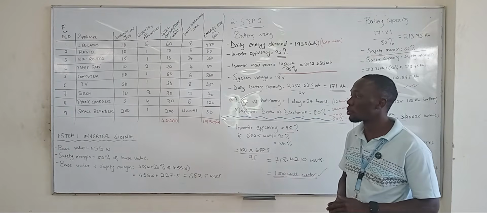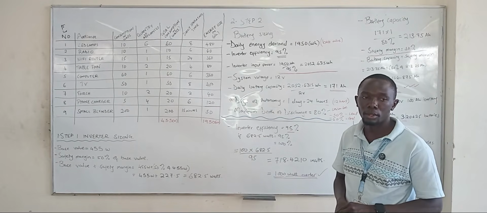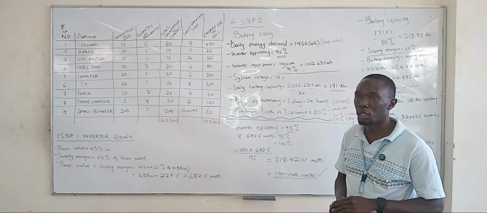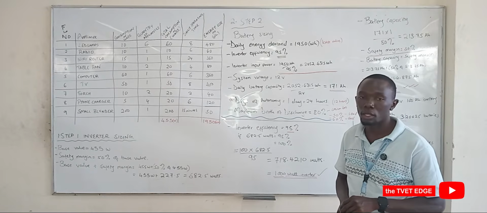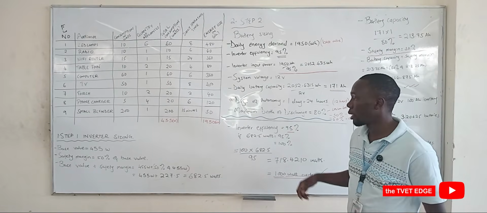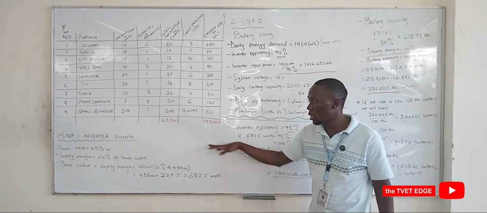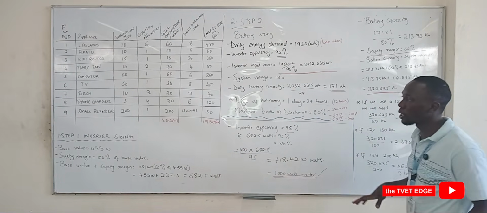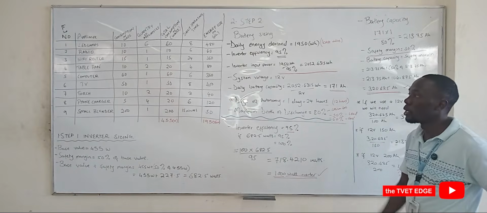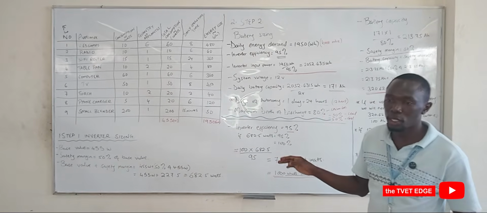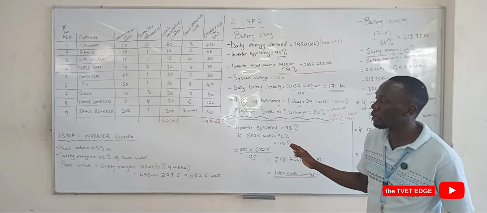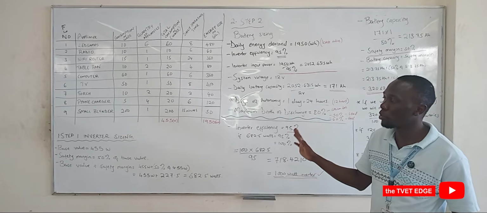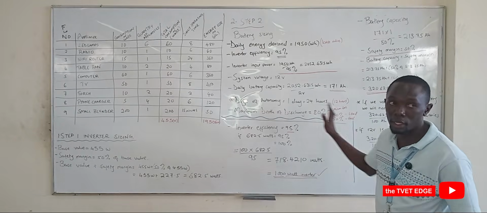You can screenshot or send as PDF, whichever way you find comfortable. Send them to my WhatsApp number. It will be appearing somewhere here on the screen. We will look at it, and we can do more practice together. So this is for level 4 students. This is the very basic way of calculating your inverter and battery sizing.